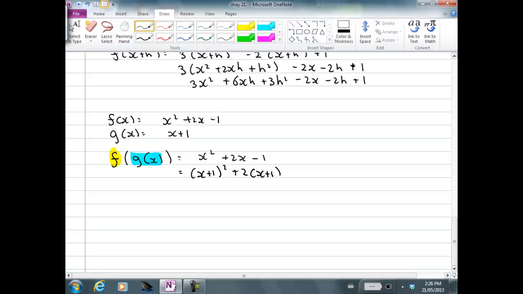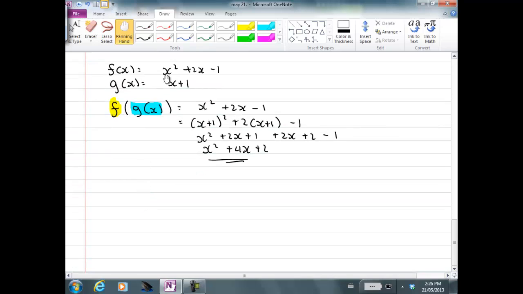x plus 1 minus 1. I simplify now: x squared plus 2x plus 1 plus 2x plus 2 minus 1. And you should have x squared plus 4x plus 2. That is your composite function. Okay, a bit more challenging. I call this question easy. Ready for some cheesy? Good luck.